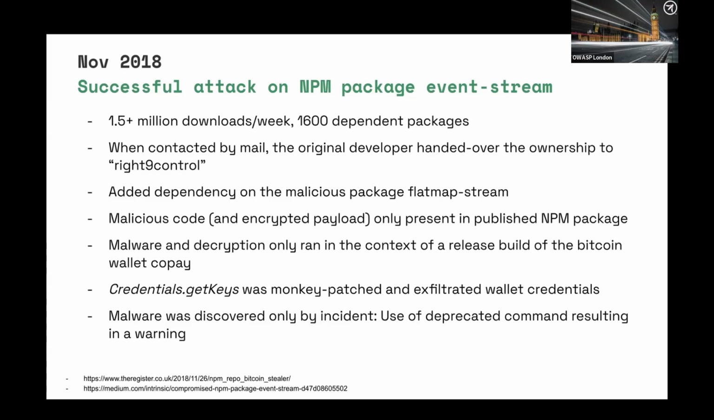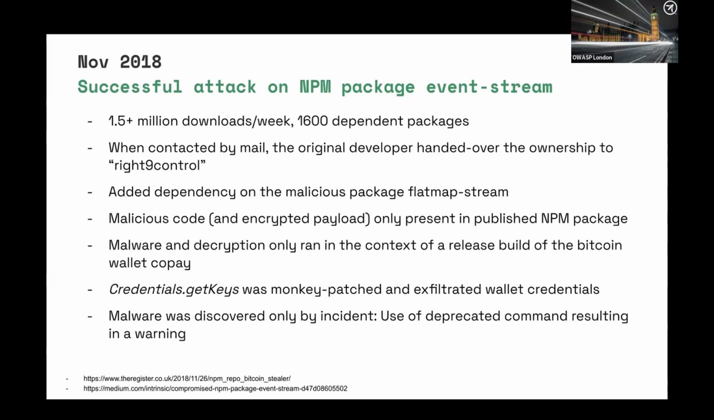And so once he got access, he basically added a dependency to event-stream, and that dependency, which was called flatmap-stream, contained the malicious code. What was interesting about this one is that the malicious code did not trigger in the context of all downstream dependents, but it only triggered in the CI/CD systems of one downstream user, namely the Bitcoin wallet Copay.